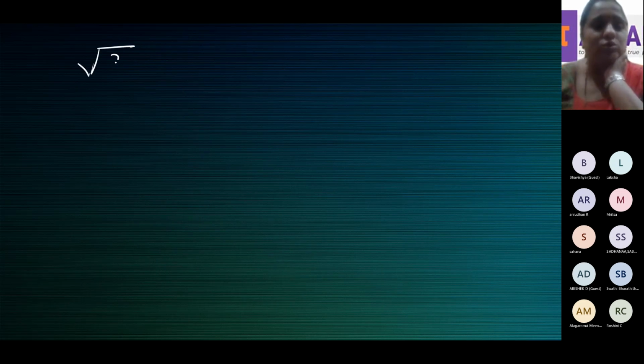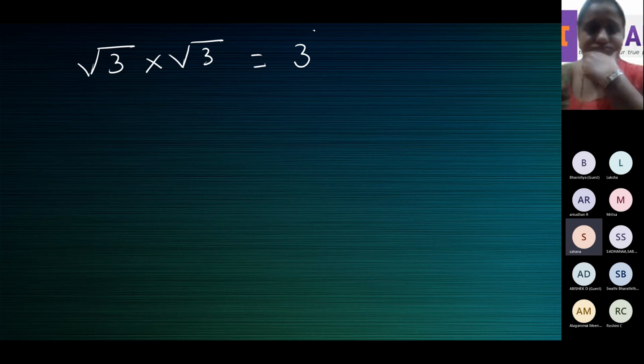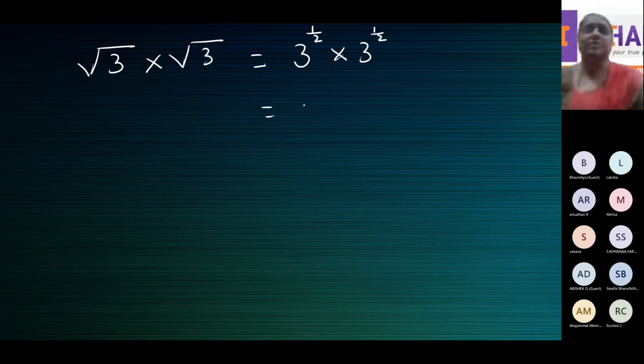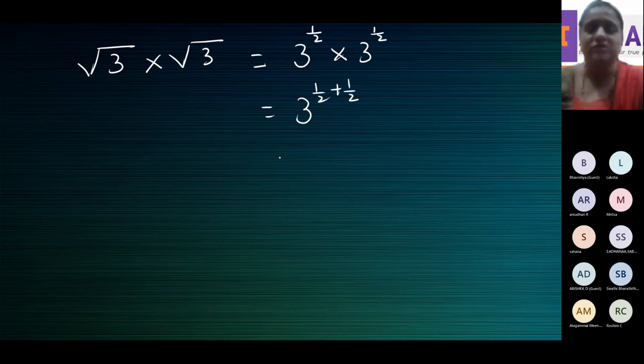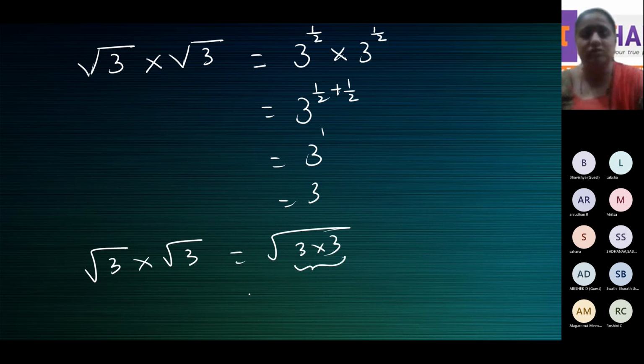Now, when we write square root of 3 into square root of 3, this is nothing but 3 to the power 1/2 into 3 to the power 1/2. So now what have you learned in exponents? When bases are same and it's multiplication, we add the powers. So 1/2 plus 1/2. What is 1/2 plus 1/2? 1. So 3. That's what we get like this also. Square root of 3 into square root of 3 is square root of 3 into 3. From 2 3s, 1 3 comes out.